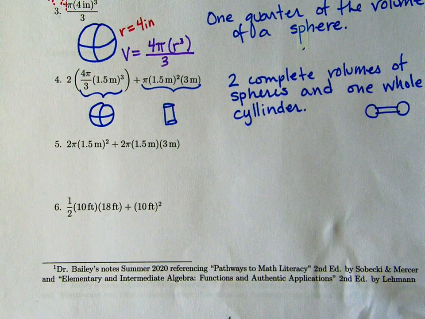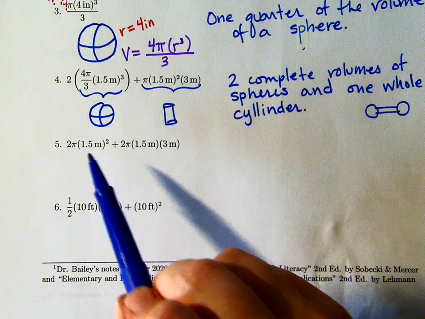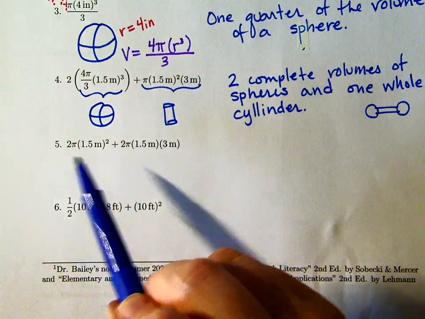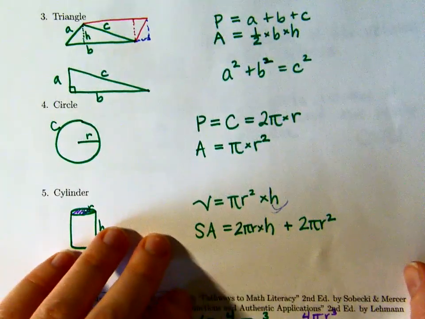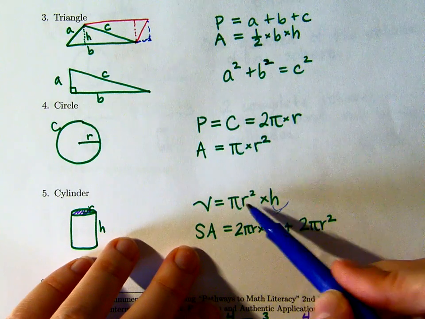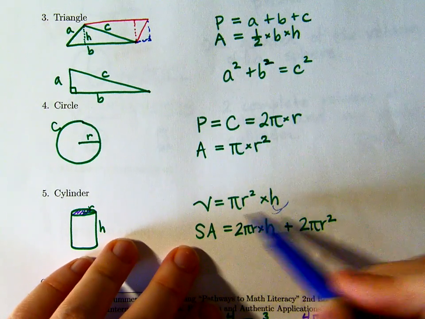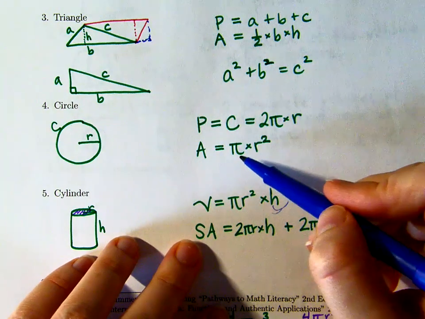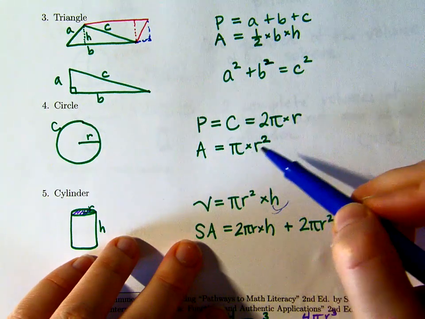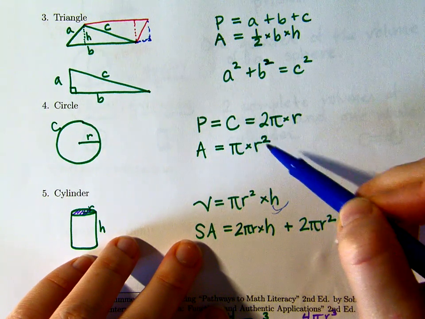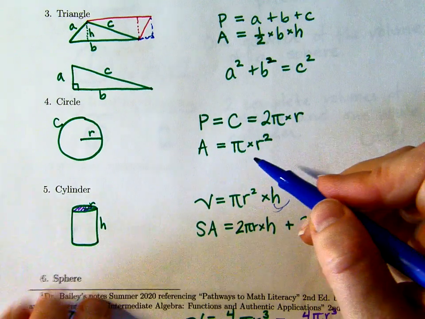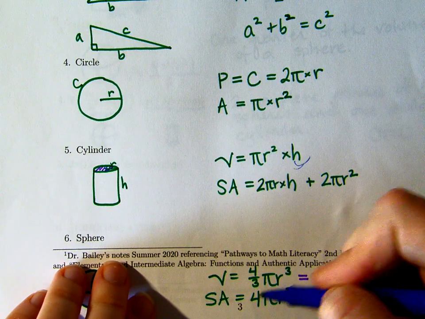These also have pies, but I'm noticing there's no cubes. Okay, this one has a pie and then something squared, and it has 2 of them. So it has pi something squared, and it could be the volume of a cylinder where the height is 2, or it could be 2 circles. It could be 2 pi something squared. So I'm thinking it could match this and it could match that.